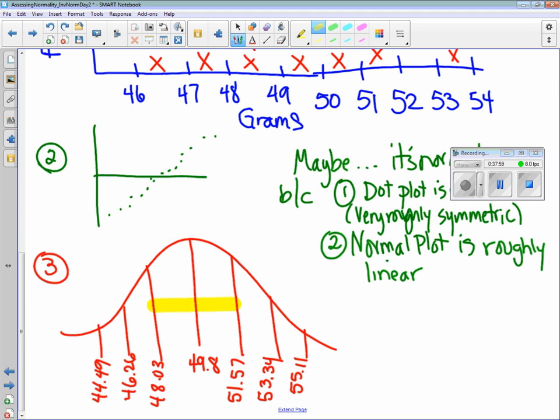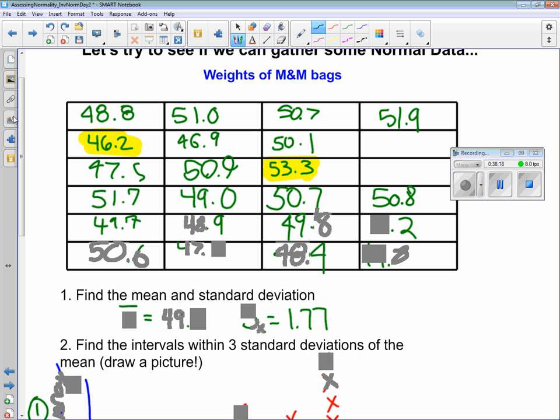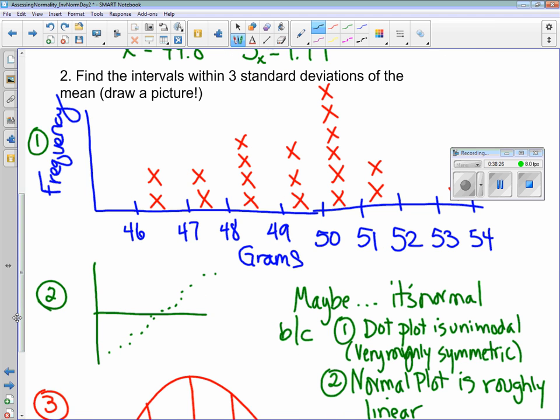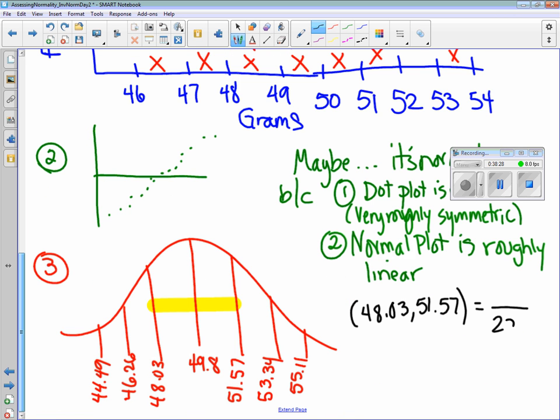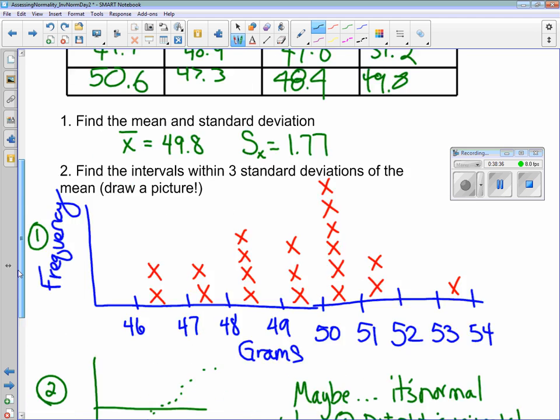So let's count. In other words, you're going to actually count how many data points are in each of the ranges. So between 48.03 and 51.57, how many total numbers did I have, by the way? So I had what? 3, 4, 5, 6, 18, 19, 20, 21, 22, right? So out of 22, how many numbers fell in that category? So let's count. Let's cross it off. I can't keep forgetting what the range was.